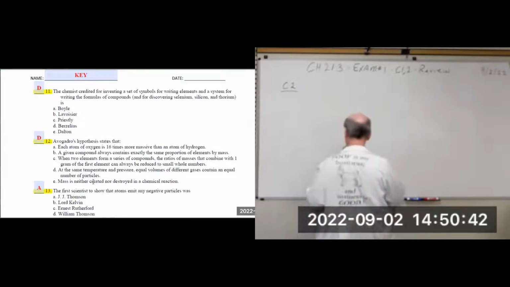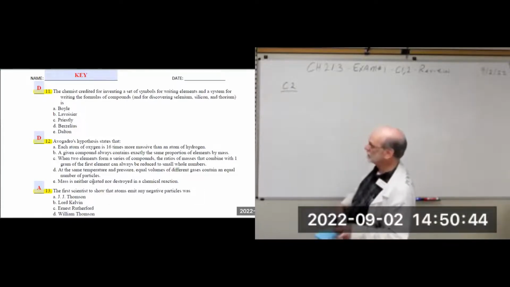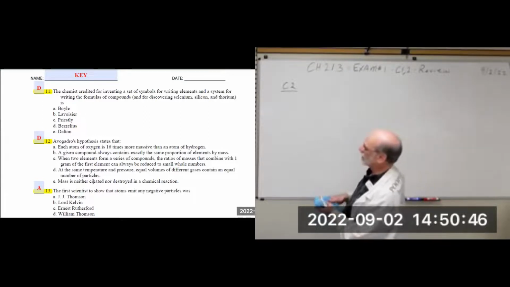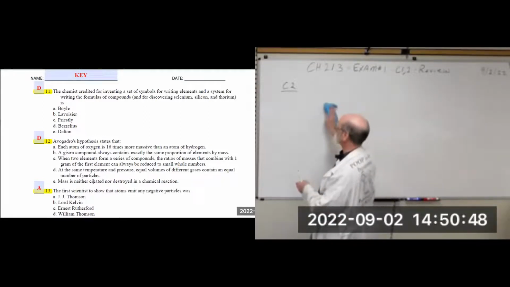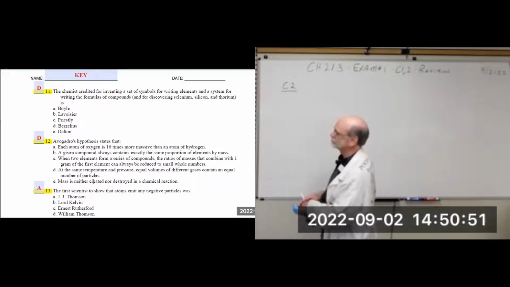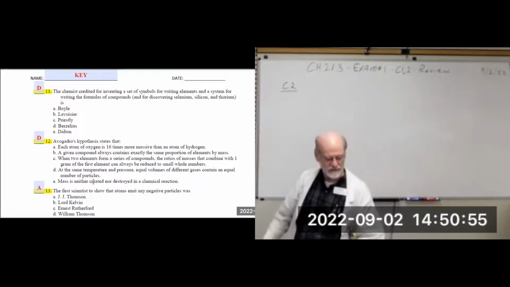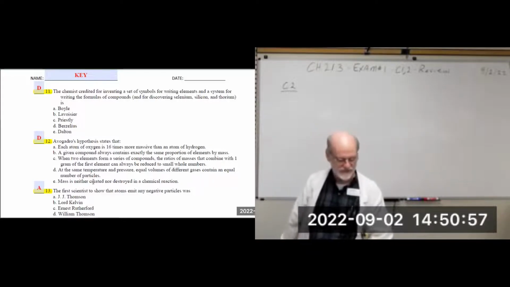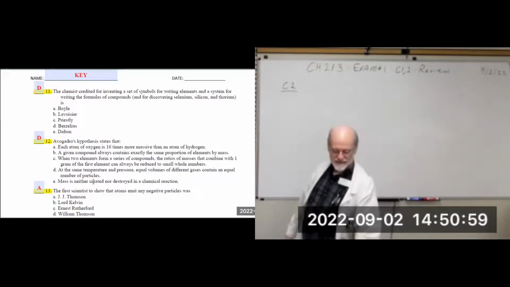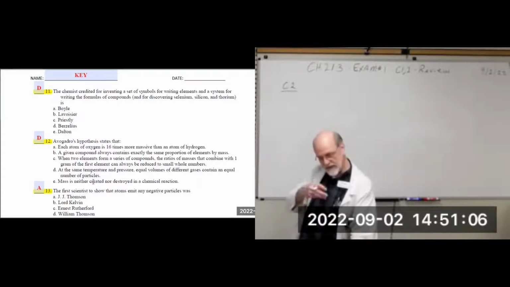11. The chemist credited for inventing a set of symbols for writing elements. I think I covered this one. He was a Swedish guy. Berzelius. He came up with the letter system that we use to identify each of the elements.